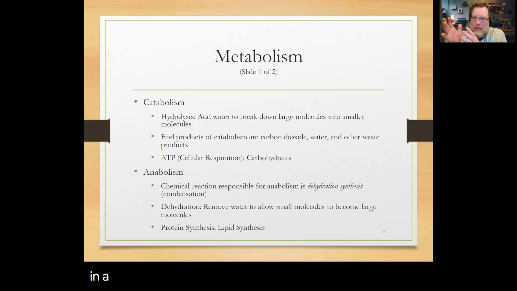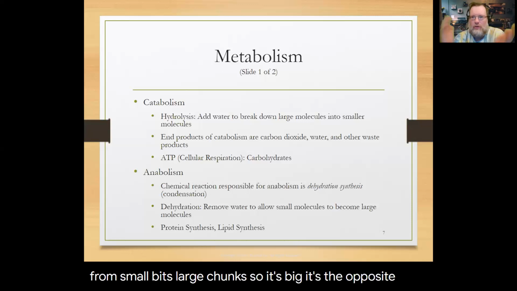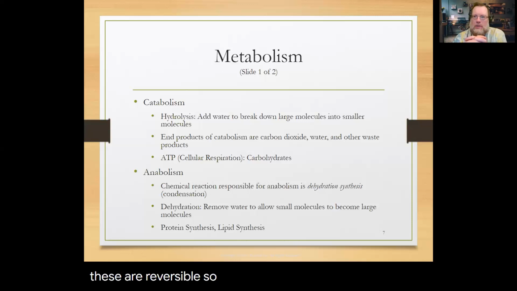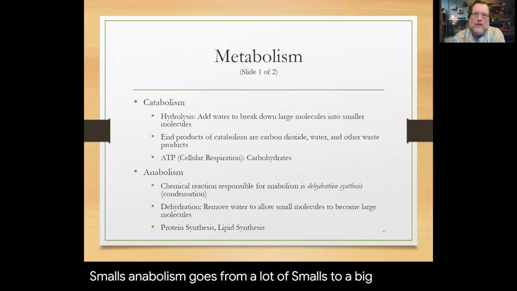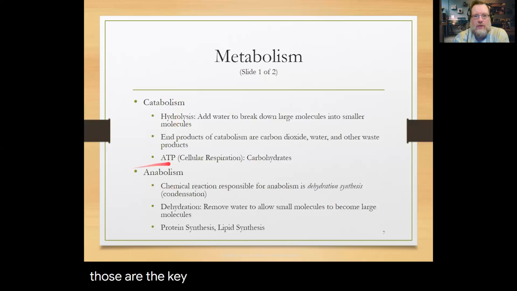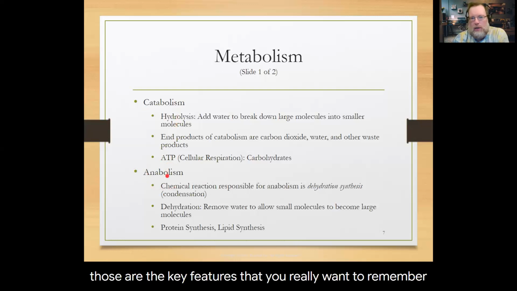So an anabolic reaction is a building of a molecule from small bits, putting those together and getting a large chunk. So it's the opposite. These are reversible. Catabolism goes from big to a lot of smalls. Anabolism goes from a lot of smalls to a big. Those are the key features that you really want to remember with these.